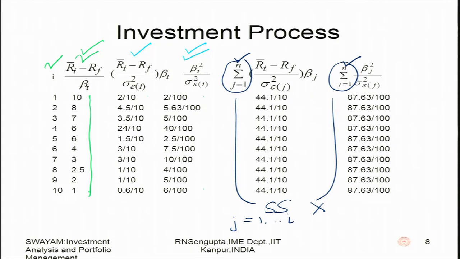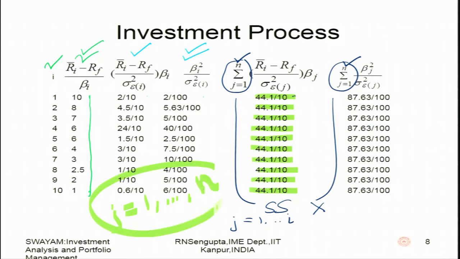That means, the fifth column, which is basically the excess return with respect to the white noise risk multiplied by the risk of the particular script, all the values come out to be 44.1 divided by 10. So, if you see here, which I am marking in light green, these are the values, all are the same. Because the sum is from J is equal to 1 to N, not J is equal to 1 to I. It is always J. I am using the bold, but please remember that it is J is equal to 1 to N. This will be applicable here.